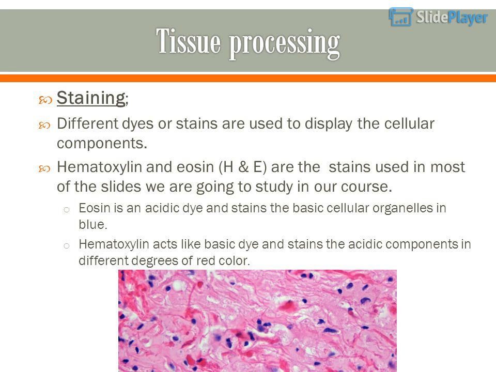Different dyes or stains are used to display the cellular components. Hematoxylin and eosin, H&E, are the stains used in most of the slides we are going to study in our course. Eosin is an acidic dye and stains the basic cellular organelles in blue. Hematoxylin acts like basic dye and stains the acidic components in different degrees of red color.